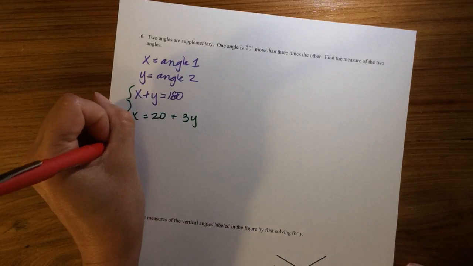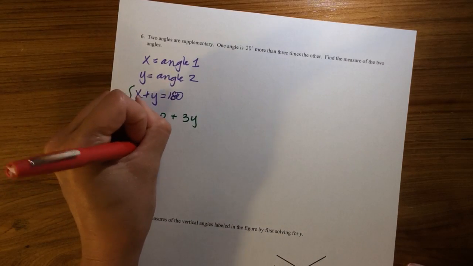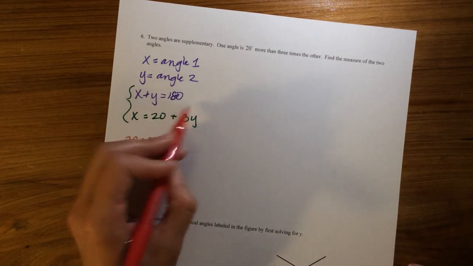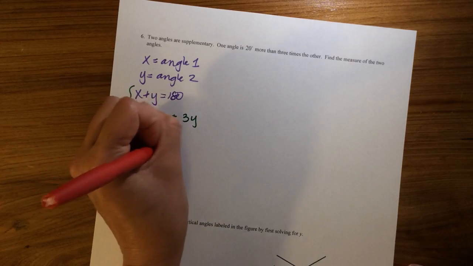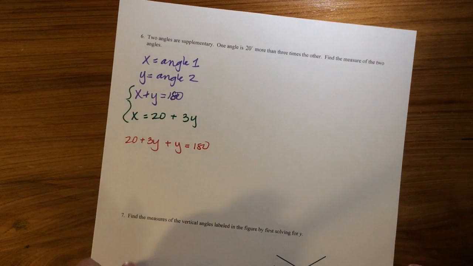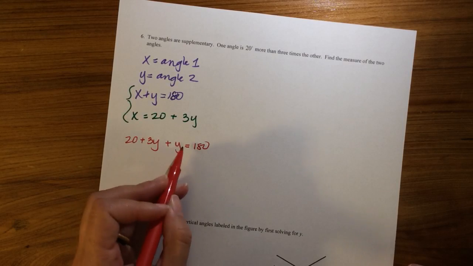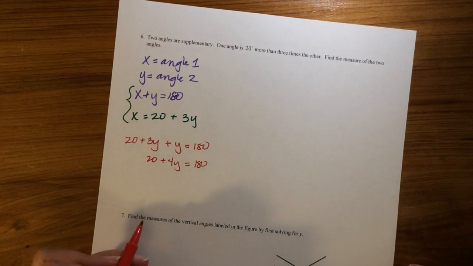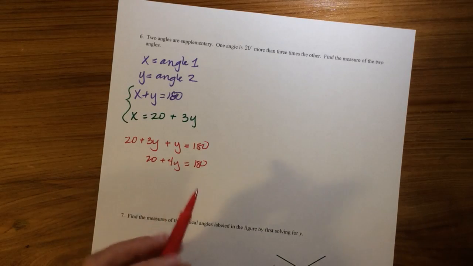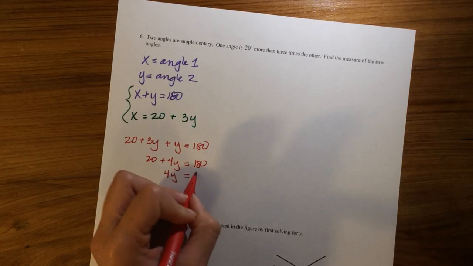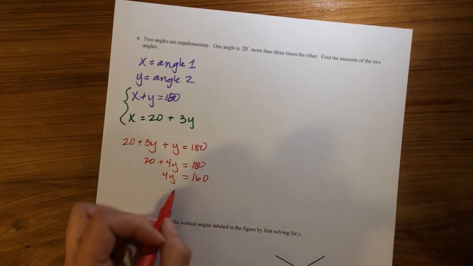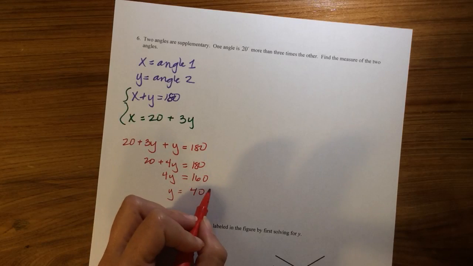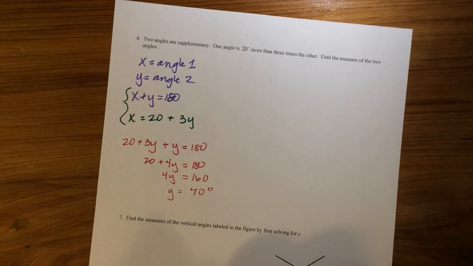So we're going to substitute x equals 20 plus 3y into x for the supplementary definition equation we gathered, so plus y equals 180. Now we're going to simplify by combining these y's. So 20 plus 4y equals 180. Now we're solving, so subtract 20. So 4y equals 160. Divide by 4, y equals 40. So one angle, y, is 40 degrees.